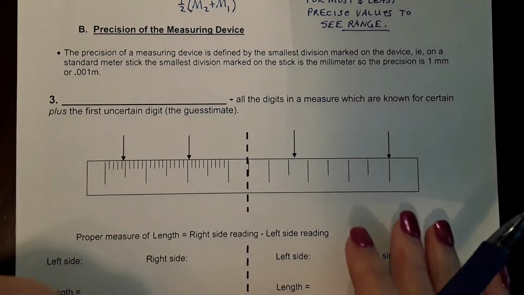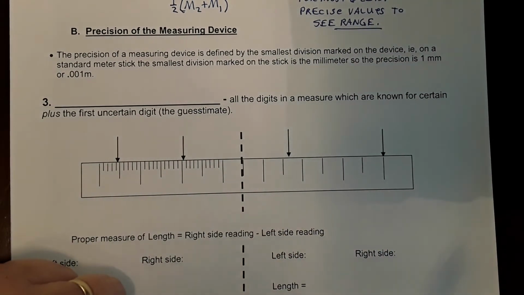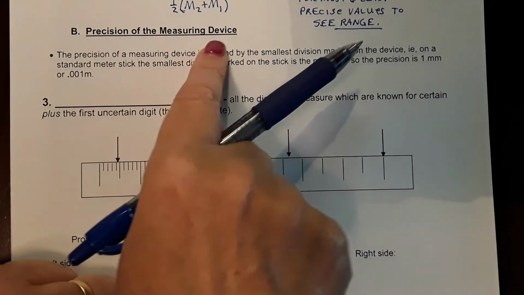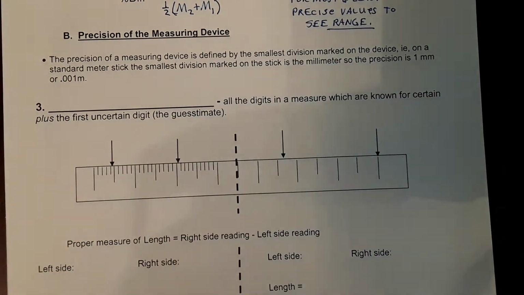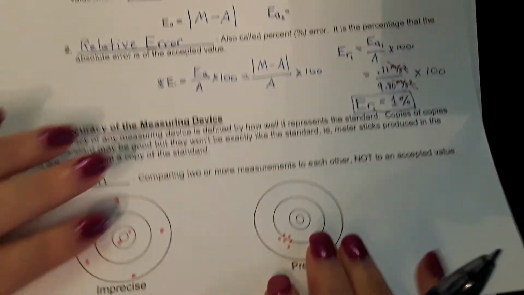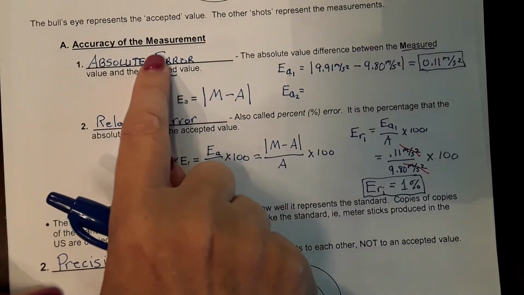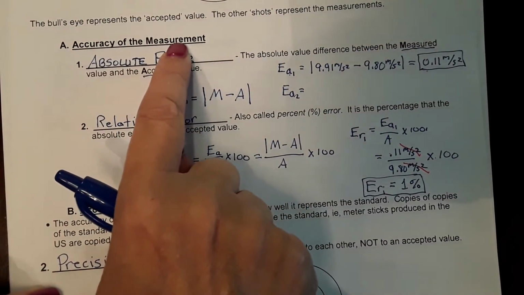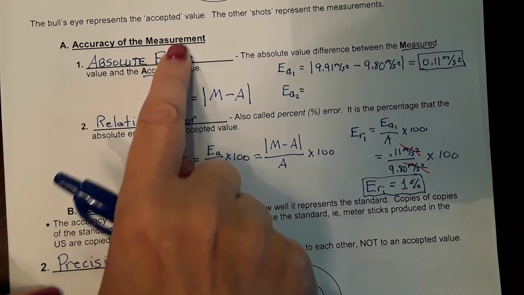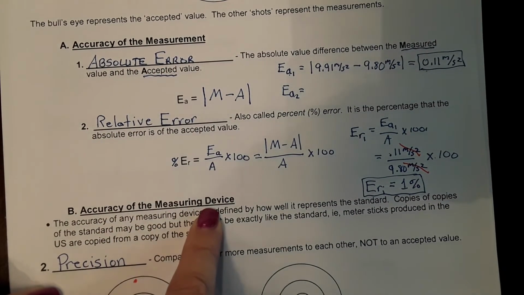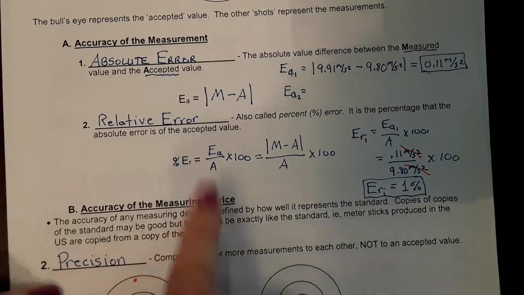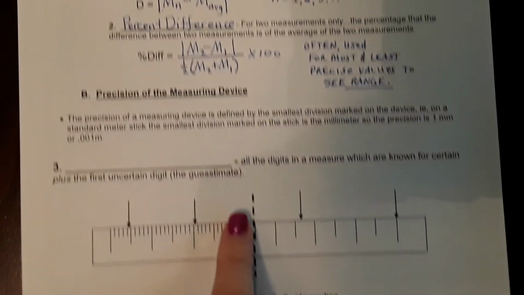Oh, wait, no, I think I forgot something. I'm trying to start this and I have to talk about this, don't I? If you remember, right here, we talked about the accuracy of the measurement, the number that you wrote down, and the accuracy of the device you got it from. Now we're going to do the same thing with precision.